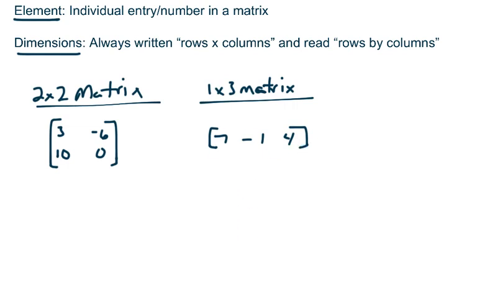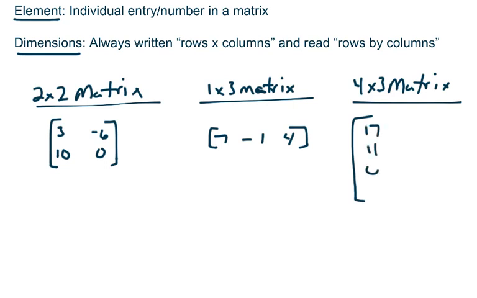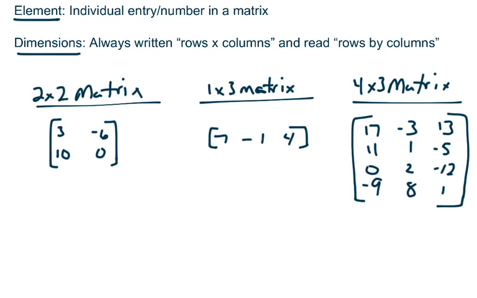And then the last example I've got here for you would be a 4 by 3 matrix. This one's a little bigger, but it's still just a matrix. We have 4 rows, so we could have, let's say, 17, 11, 0, and -9 as the first entry in each row, and then we could have -3, 1, 2, and 8, and then 13, -5, -12, and 1. That would be an example of a 4 by 3 matrix. So it's just a rectangular box of numbers, basically. Boxes can be any size, whether it's tall, short, long, it doesn't really matter. It's just a rectangular arrangement of numbers.